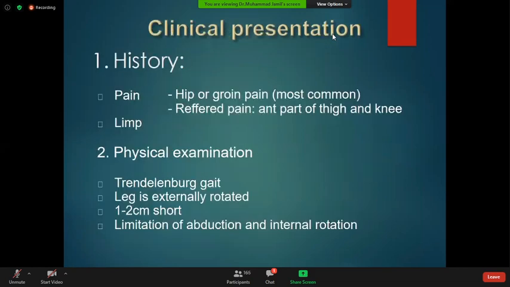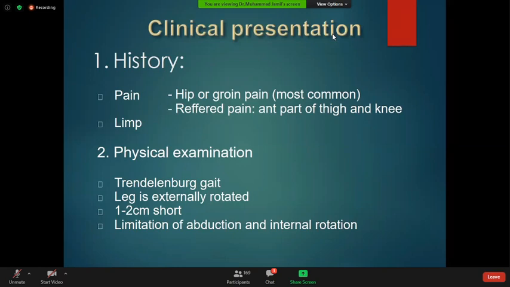Clinical presentation. The important thing is pain, hip or groin pain, or referred pain. The patient may also complain of pain in the anterior part of the thigh or knee. The patient can get pain and a limping gait. The limp will be due to the pain.